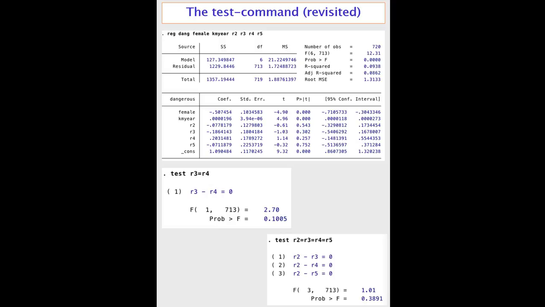Then there is a way to test it, but it's not this one. What I should have typed here is R2 equal R3 equal R4 equal R5. I would like to type here equal R1, that's the one that I left out, and I know R1 is 0, so I should type here equal to 0 after it. And then you get a test, a joint test.